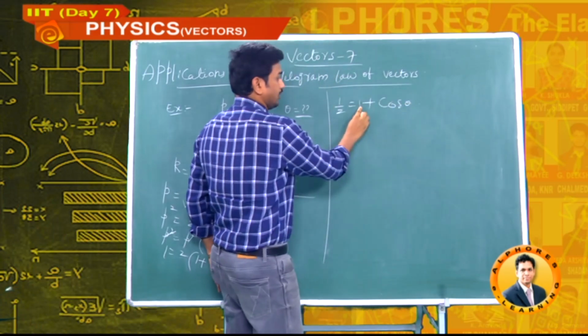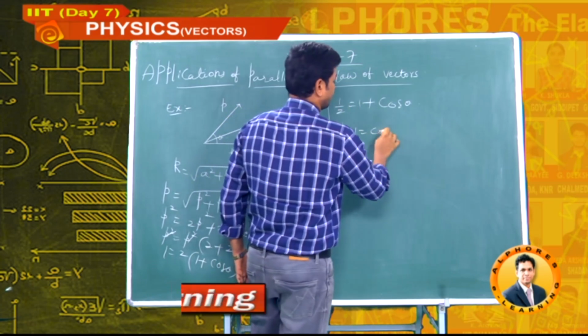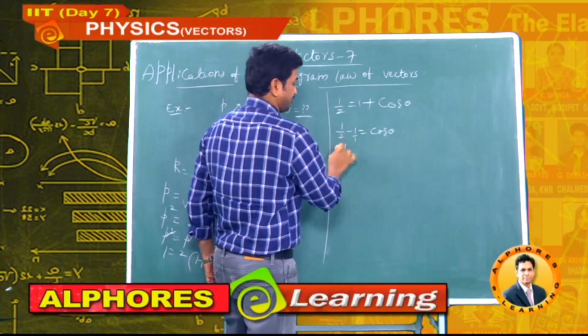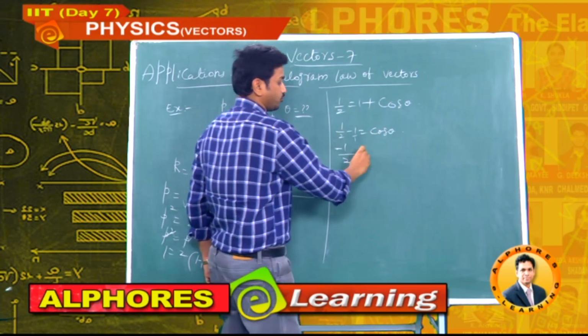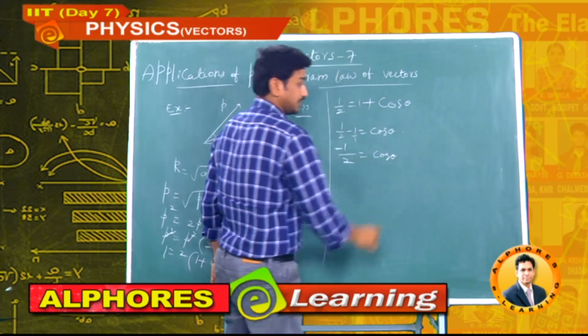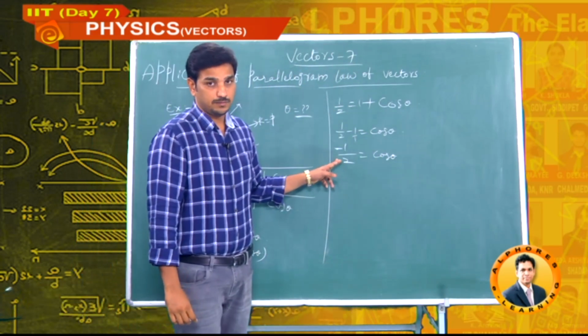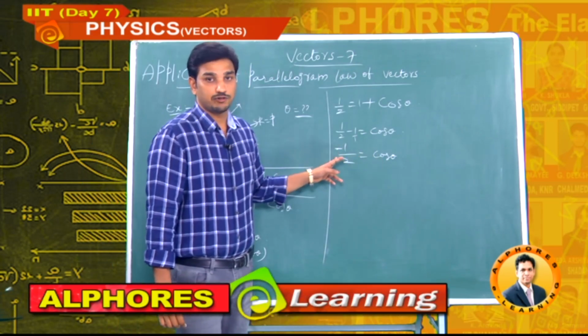Now, can you bring the 1 to this side? 1 by 2 minus 1 is equal to cos theta. It is minus half, LCM 2: it's a 1, it's a 2. So cos theta is minus 1 by 2. Now, minus half, you should remember: cos theta value minus 1 by 2, theta is 120.